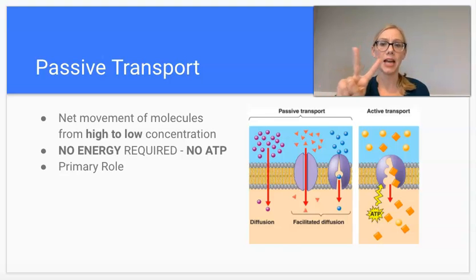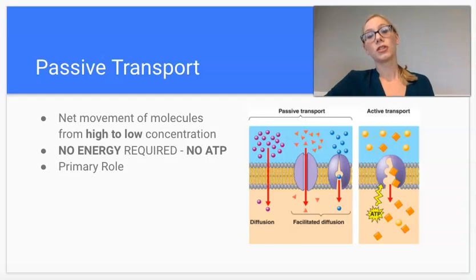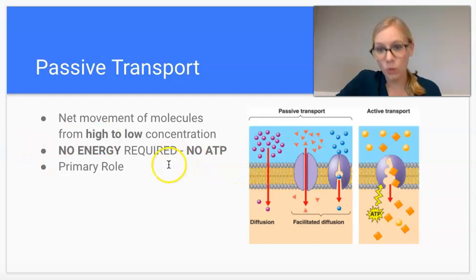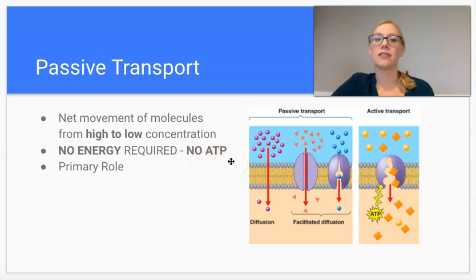There are two main types of transport. The first we're going to talk about today is passive transport. Passive transport just means we have a net movement of molecules from high concentration to low concentration. Because they're moving from high to low concentration, no energy is required. Molecules want to spread out and be equal and even. That means we do not require ATP, or any energy, for passive transport.